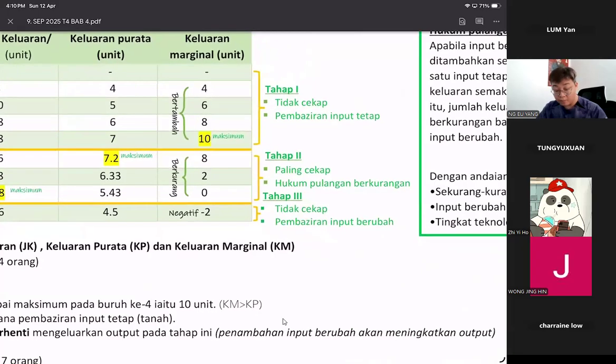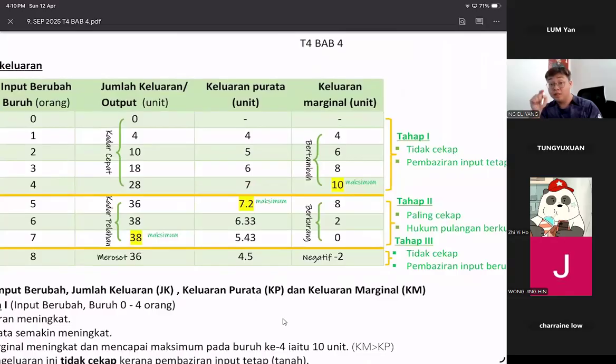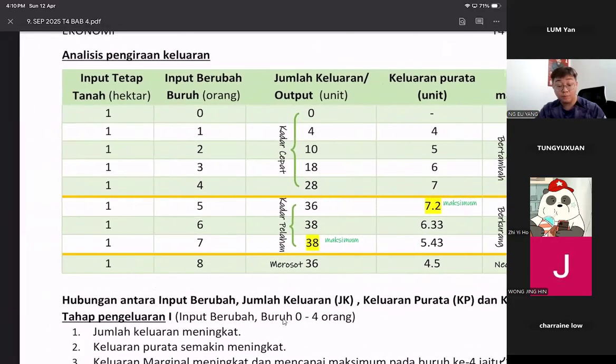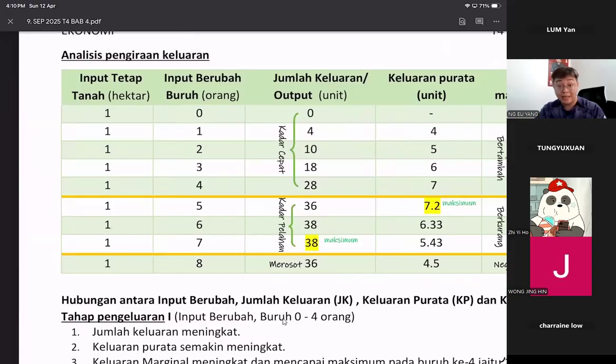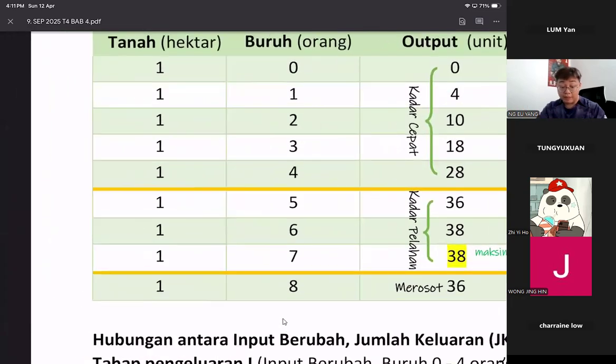Tahap 2 is paling cekap. Hukum pulangan kekurangan. Why? After the maximum point for keluaran marginal. So from the maximum point of keluaran marginal and then the maximum of jumlah keluaran is the buruh for 5 and 7, right? So this is paling cekap because we are trying to utilize all the input berubah from 5 to 7 people within the limited input tetap.